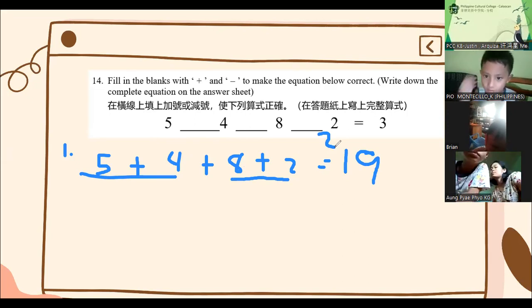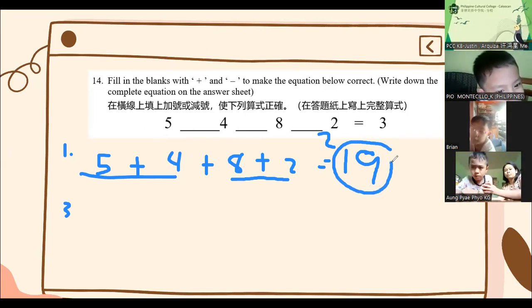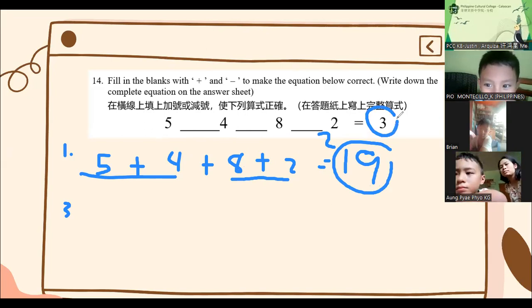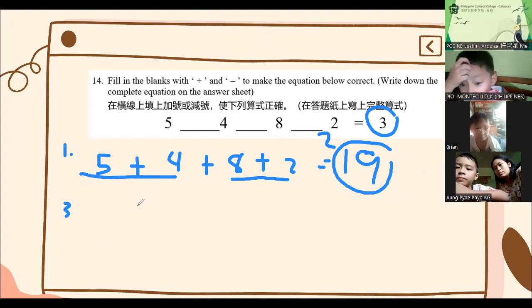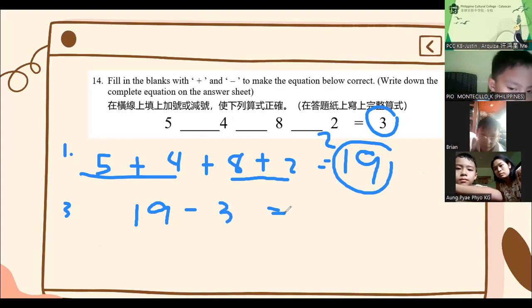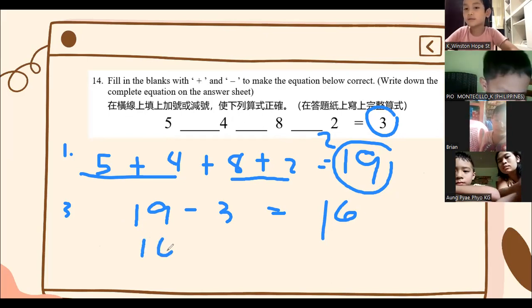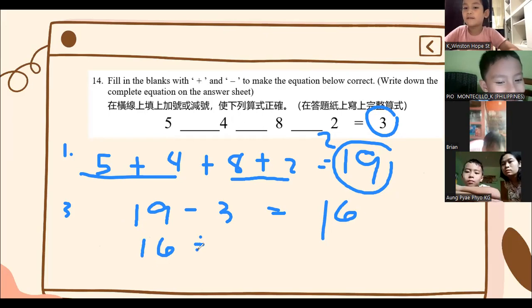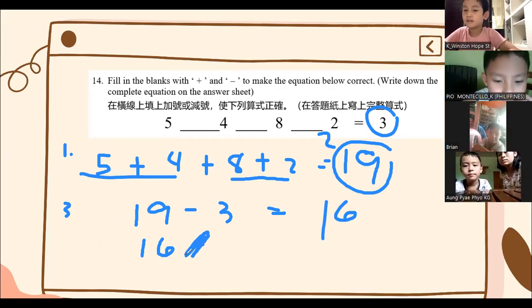The third step is we are going to subtract the original answer in the equation from the new sum we got. So it's 19 and it's 3, right? So we're going to subtract that. 19 minus 3 is equal to how much? 16. Very good. Now the next step is we're going to divide it. By? Slash or divide is just the same. What number are we going to divide 16 with?